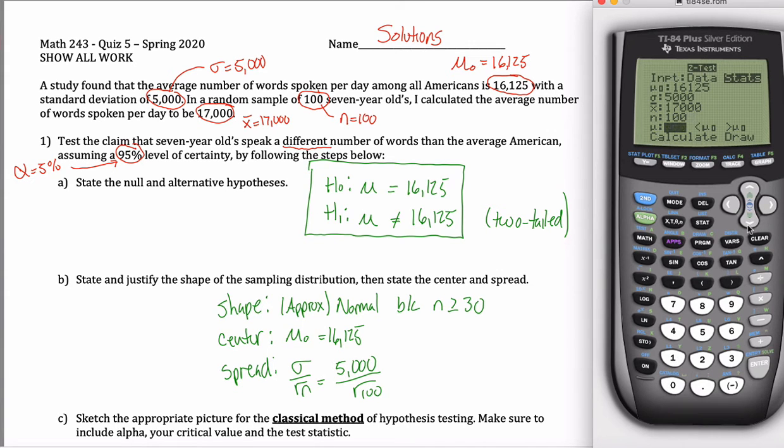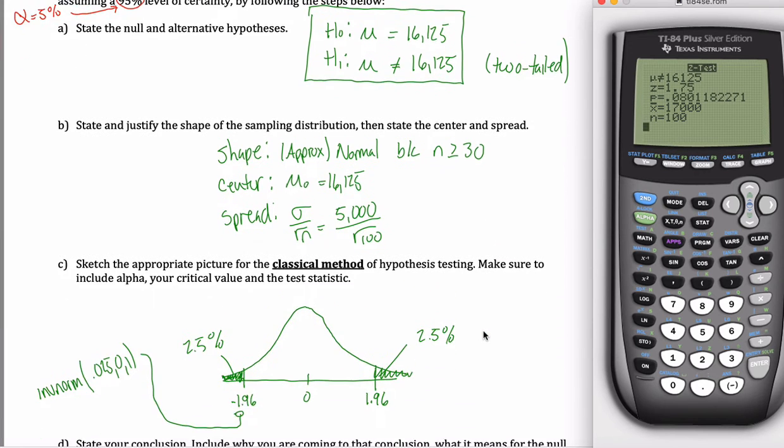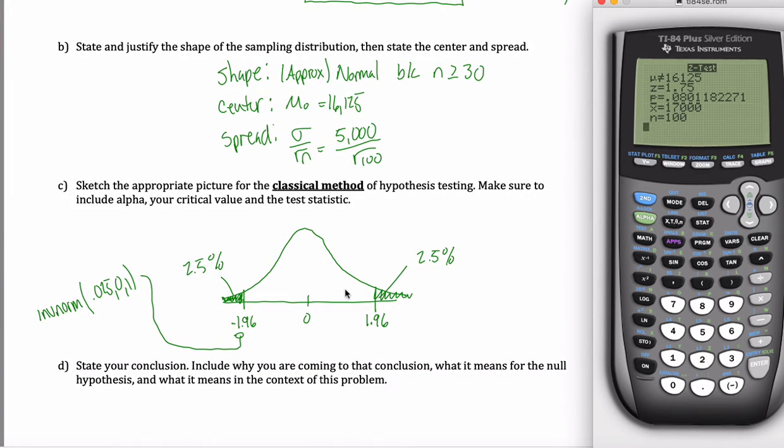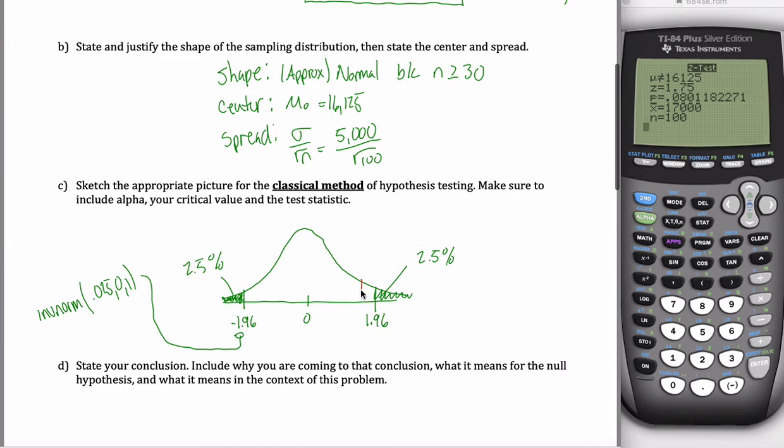And my claim was that mu does not equal mu naught. That's what I put right here. And I can go down to calculate, and it'll tell me my test statistic. And my test statistic is 1.75. So I don't know, my picture, maybe that's roughly here. Z equals 1.75. Note that it's not in the rejection region because it's between 0 and 1.96.